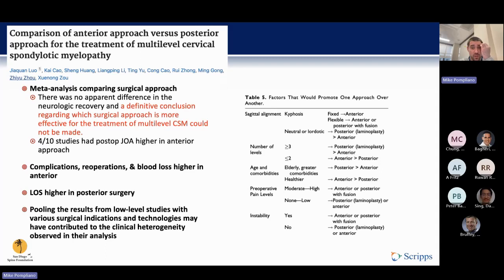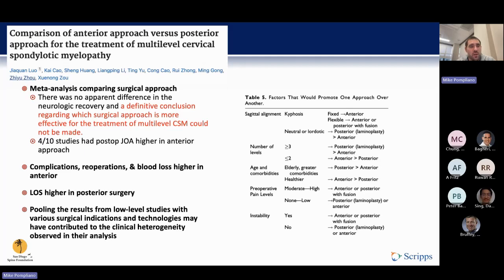So there are a lot of studies that look at this. I mean, the short story for the rest of this talk is adequate decompression is the most important. The anterior versus posterior approach is very specific to the disease, so it's utilizing whichever tool is most appropriate depending on the patient's specific pathology.